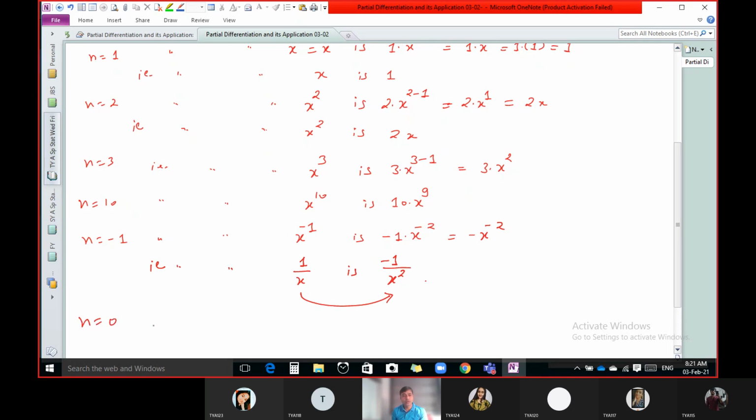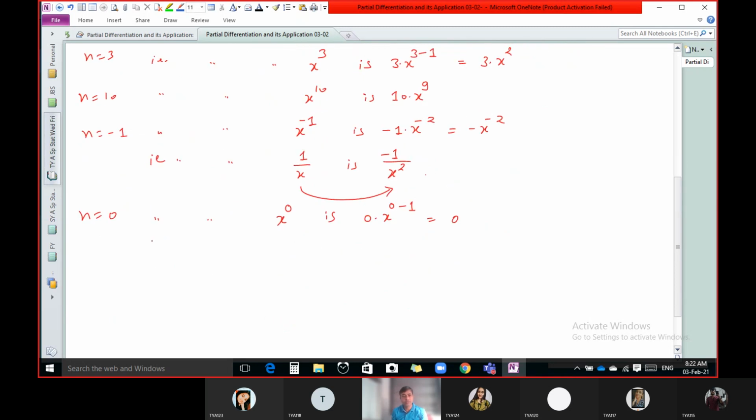Now put n equal to 0. So what will we get? Derivative of x raised to 0 is 0 into x raised to 0 minus 1, and 0 into anything is what? 0. So we can say that derivative of x raised to 0, which means 1, is 0. So derivative of 1 is 0.